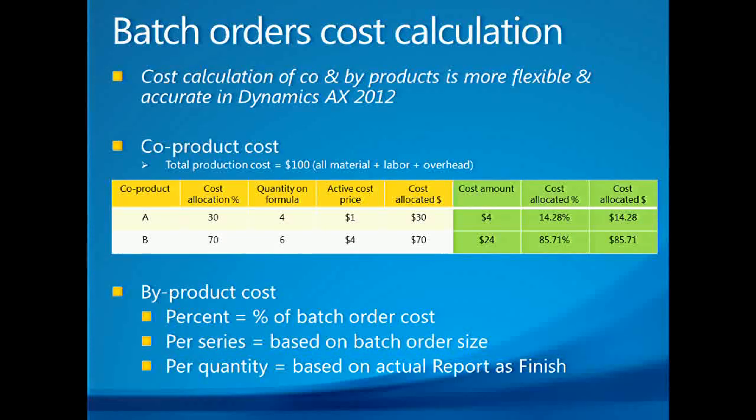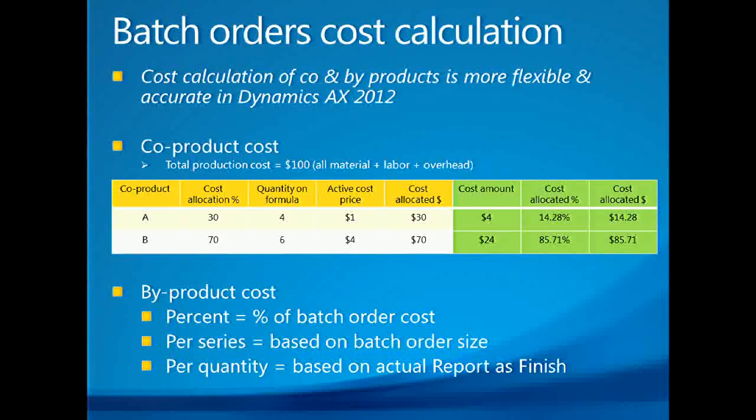So whatever the reported finished quantity is on those C and D, it'll take the active cost price of C and D, and it'll take the total $100 into A, B, C, and D, and then divide, not equally, but based on that ratio. Okay? So that's the co-product cost allocation change.